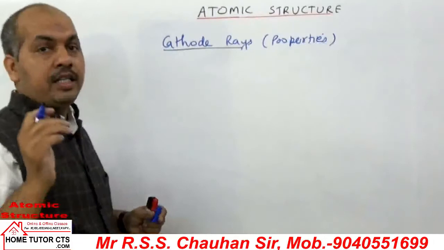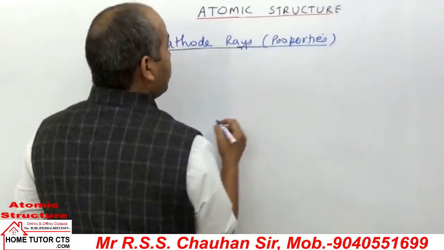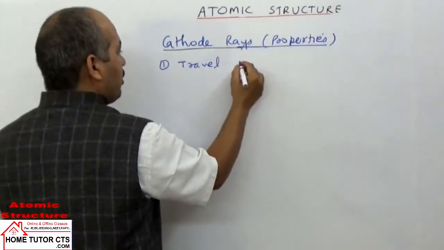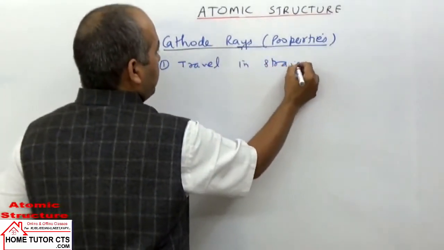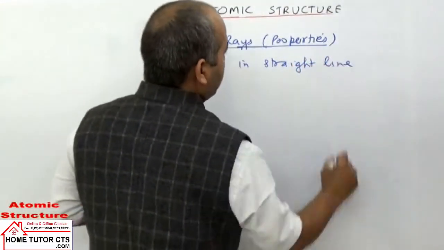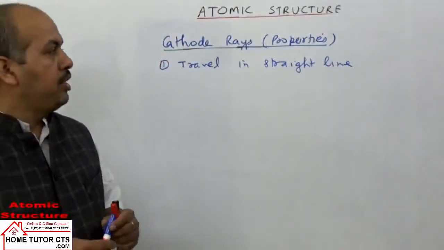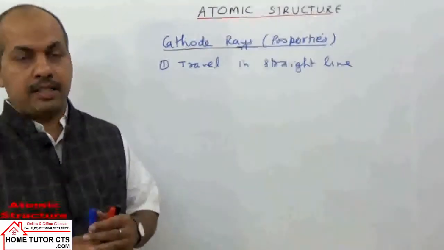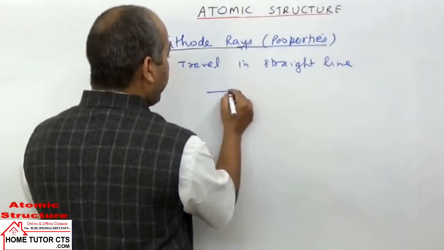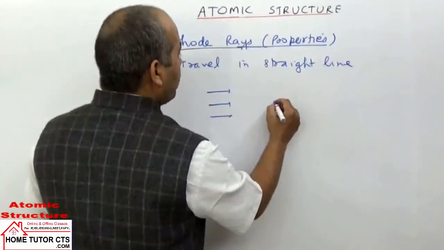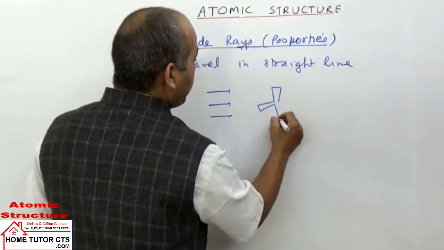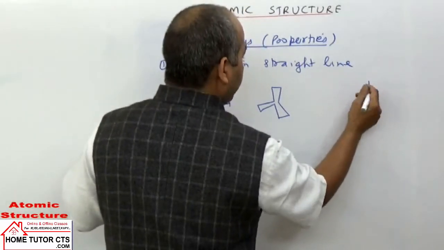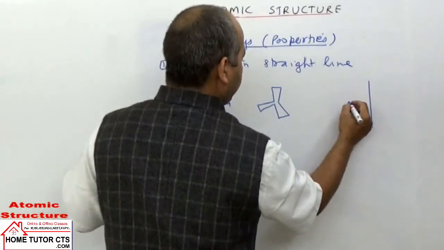First, we'll take the property that cathode rays travel in a straight line. How can this be explained or proved? They can cast a shadow of an object placed in the path. Suppose the cathode rays are traveling in this direction and I place an object in their path, and I put a screen behind them. On the screen, they produce the shadow of the object.